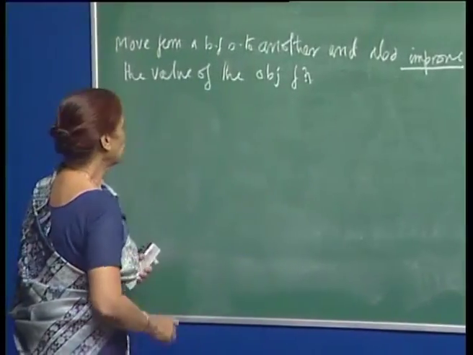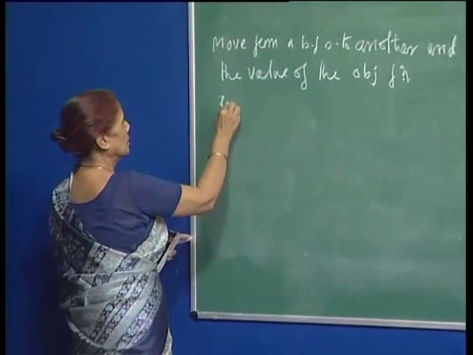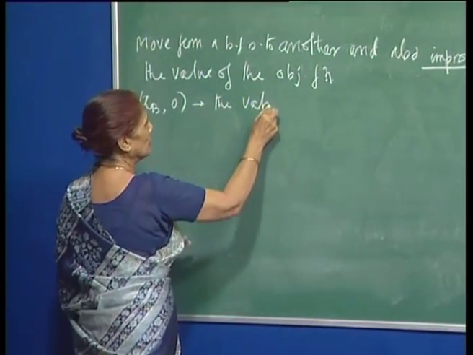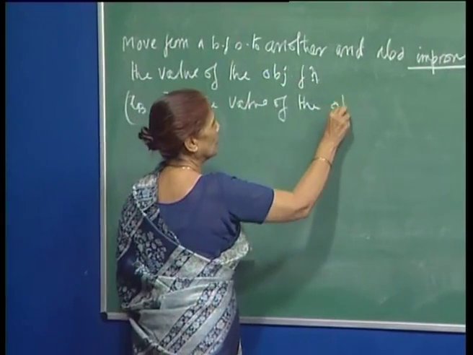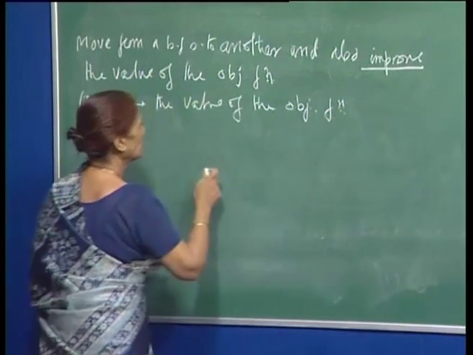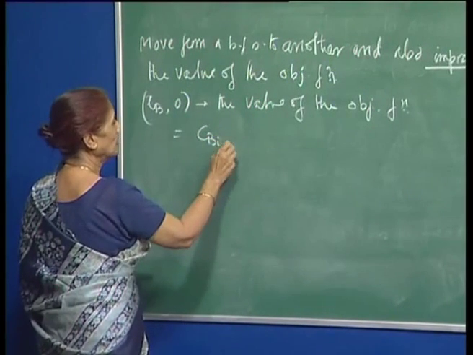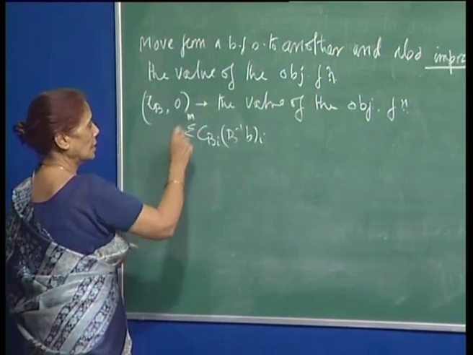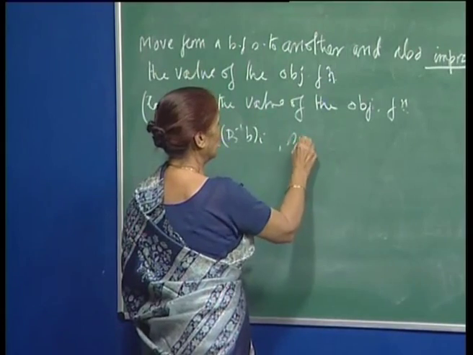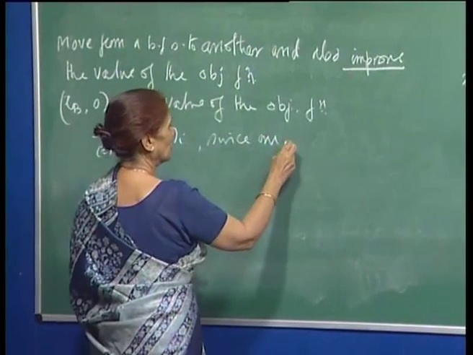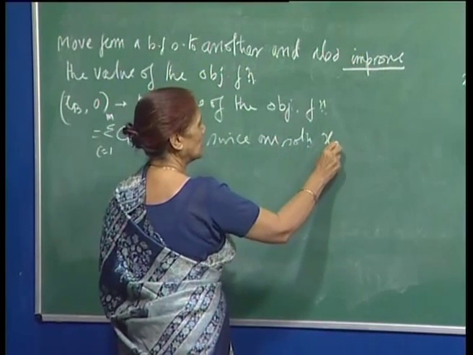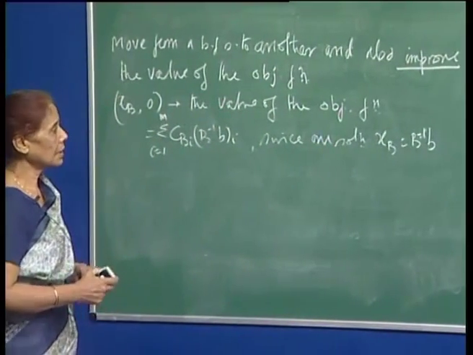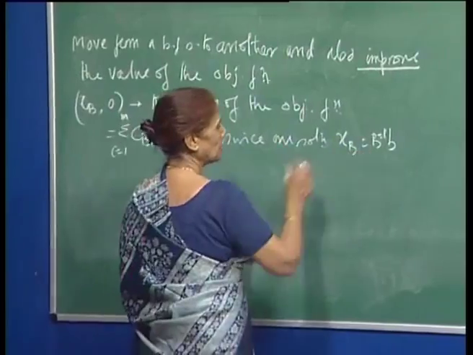Okay, this is your new feasible solution. For the original one, for the basic feasible solution xB0, the value of the objective function is equal to the summation of cBi times the ith component of B inverse b, i varying from 1 to m. Remember, our solution xB is given by B inverse b, because B is a non-singular matrix and we put all other variables equal to 0. So this is our basic feasible solution.